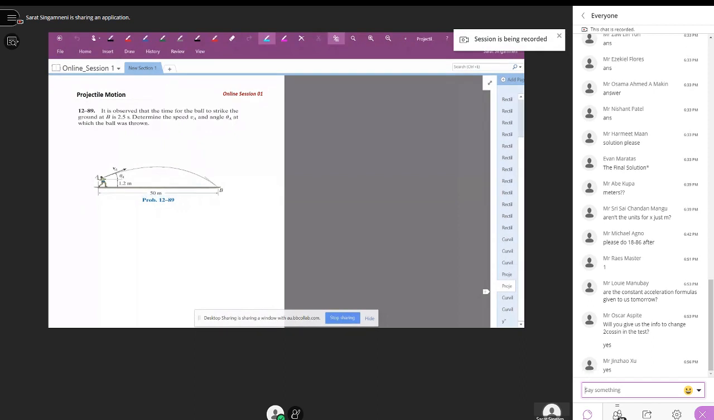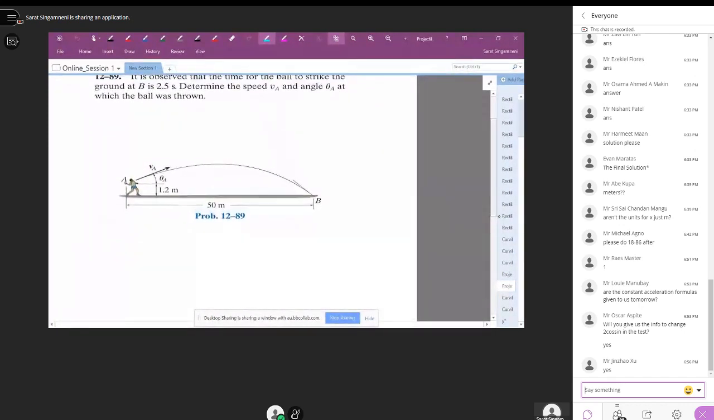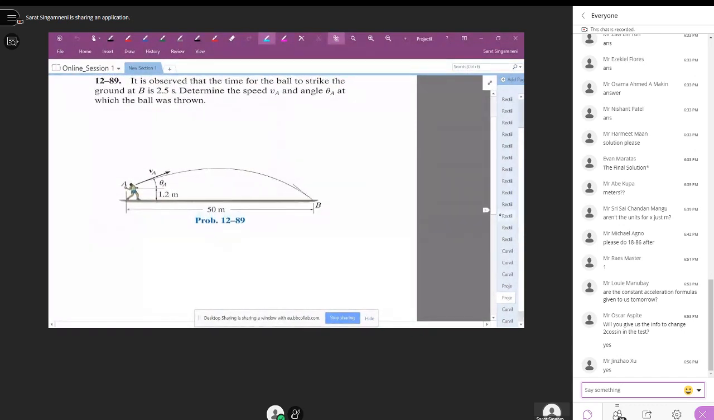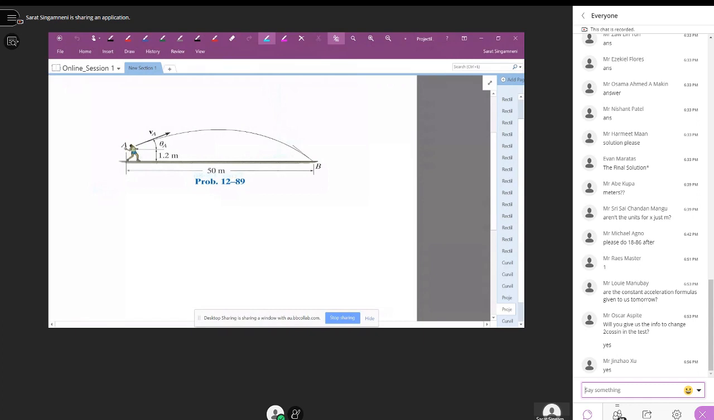Okay, this problem, it is observed that the time for the ball to strike the ground at B is 2.5 seconds. Determine the speed VA and angle theta A at which the ball was thrown. So he didn't give you VA and theta A, but he gave you the total time. So let's start applying the known equations. First of all, we don't know what is VA, so you take it as an unknown quantity. We don't know theta A also. Carry it forward as an unknown quantity and don't get scared with whatever is developing.